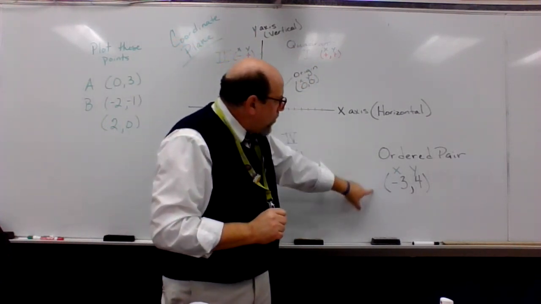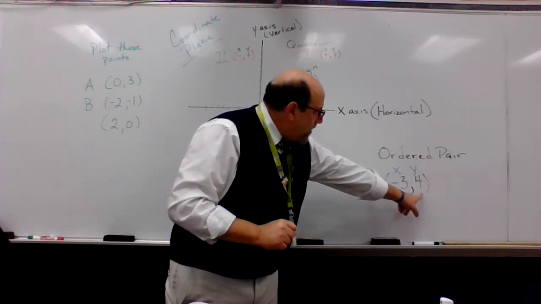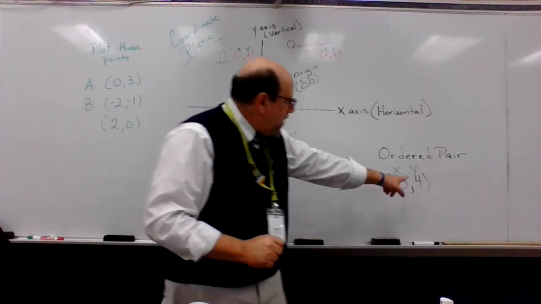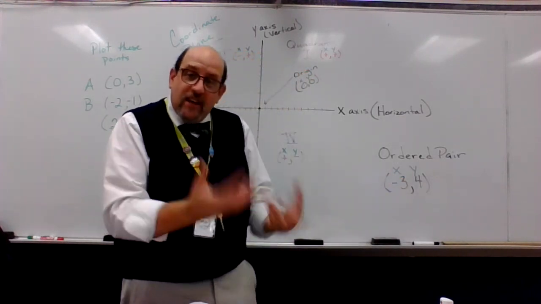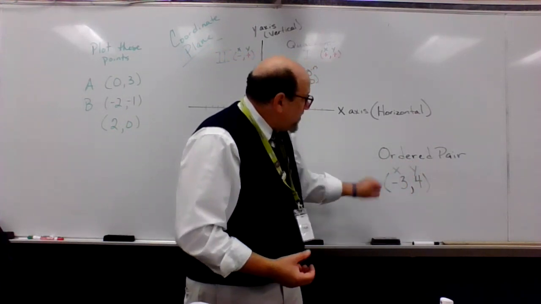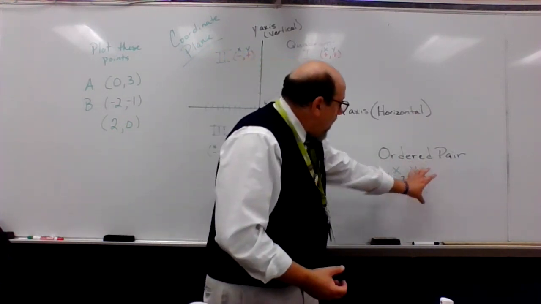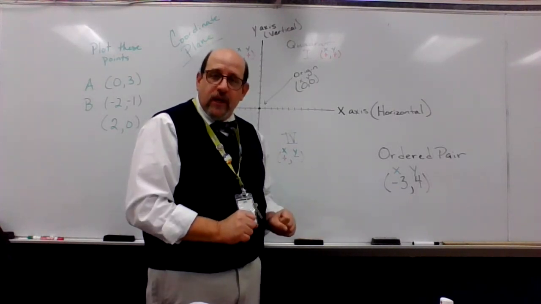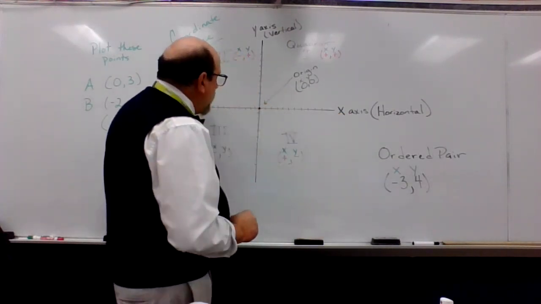So this is an ordered pair. It says -3 and 4, and it has an x coordinate and a y coordinate. And the easiest way to remember that is that x comes before y, so the x is the first number and the y is the second number. And what it really tells you to do is move along what we call the axes.